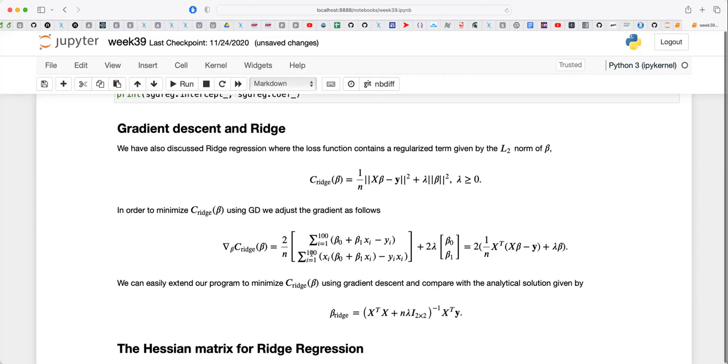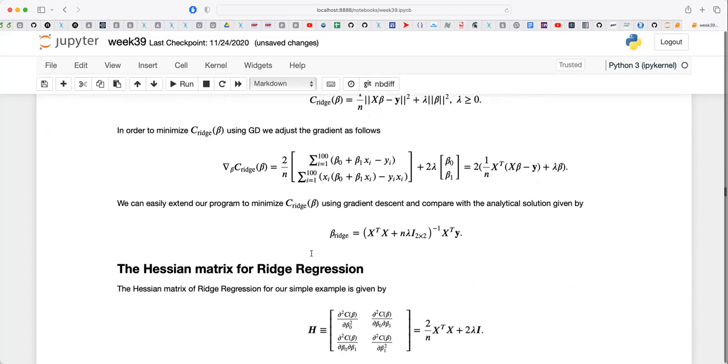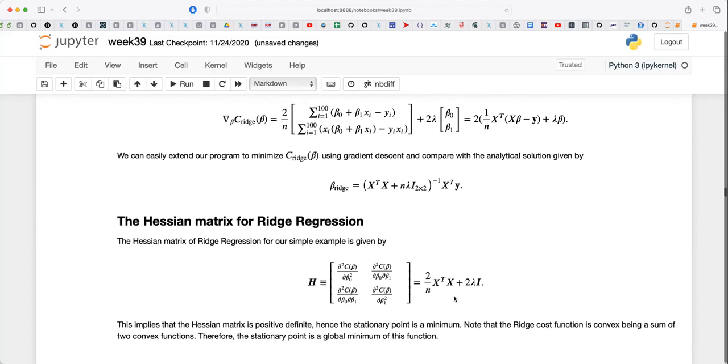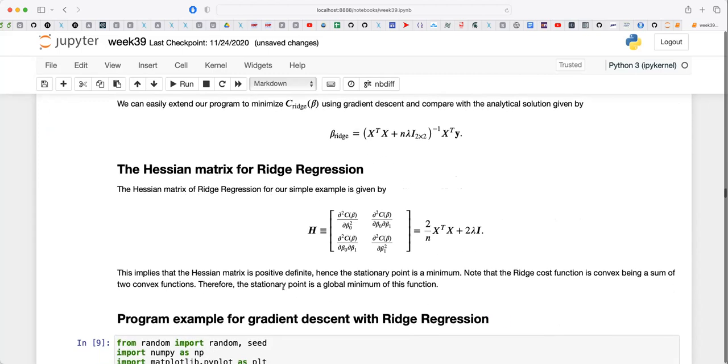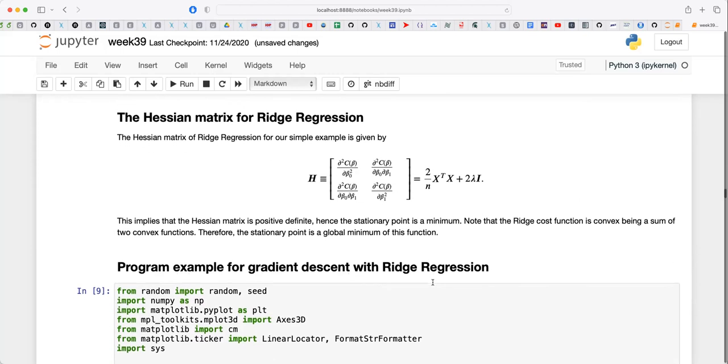And in that specific case, when you calculate the Hessian matrix for ridge regression, you will see that since this is a positive definite one, these numbers lambda are always larger than 1. So that means that the Hessian matrix is always positive definite. So the stationary point is a minimum. And the ridge cost function is actually a convex function, being a sum of 2 convex functions. So therefore, the stationary point is actually a global minimum of this function.